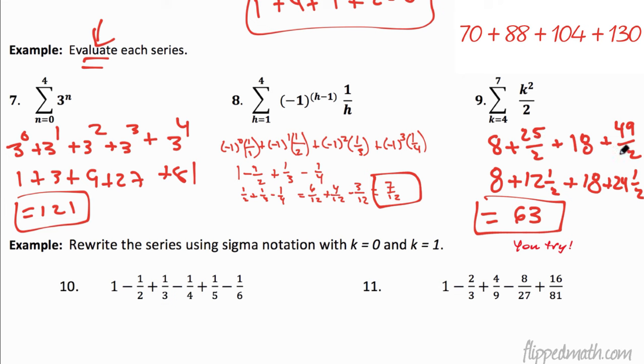25 halves is just 12.5. 49 halves is 24.5. I add them all together. Half and a half is a whole. I get 63. All right, this brings us to our very last part.